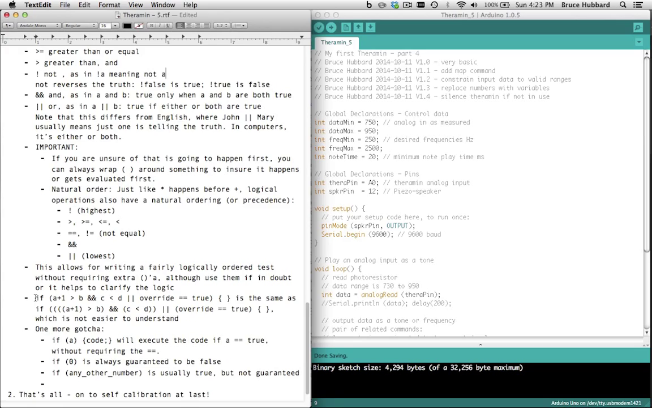If we look down about 2 points up from the end there, this gives us a natural ordering where I say if A plus 1 is greater than B and C is less than D, or the override is true, then you do something. And that's the same as the next expression, which I won't try to read, full of parentheses, showing the order in which all these things happen. Normally, you wouldn't do that. You might do one around the and or the or, just if you weren't quite sure what the order of those was and you didn't want to look it up.